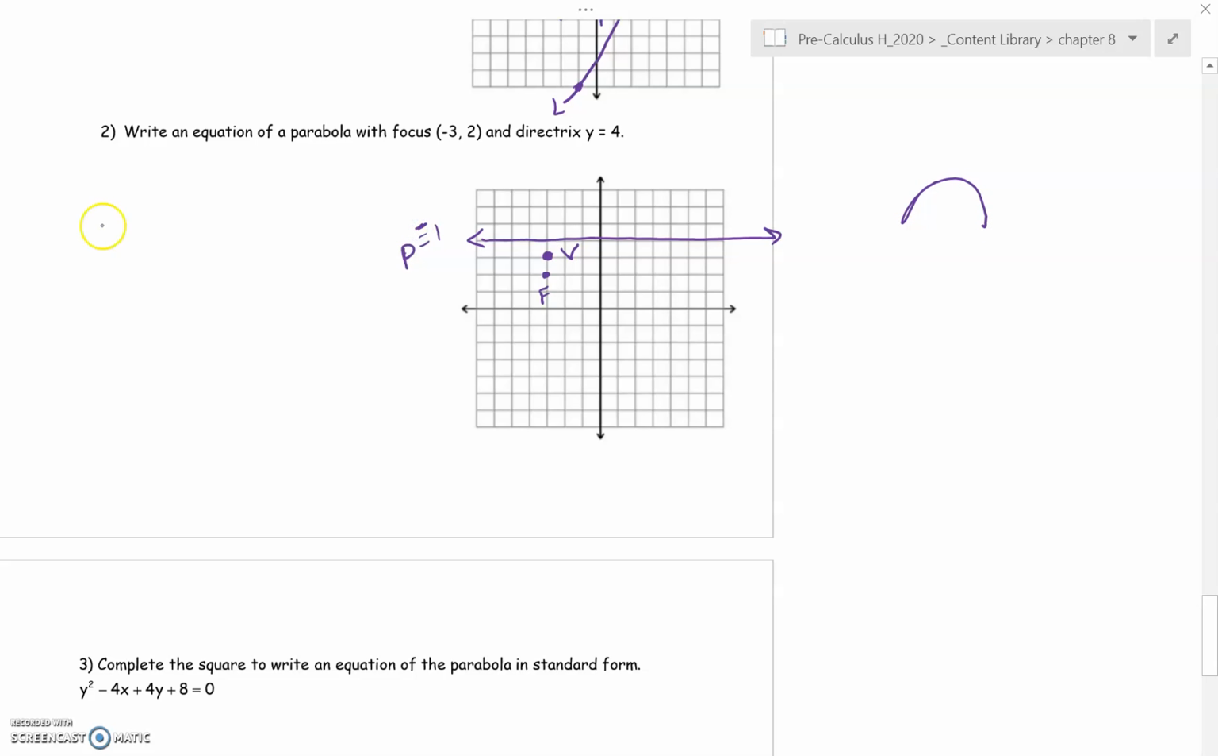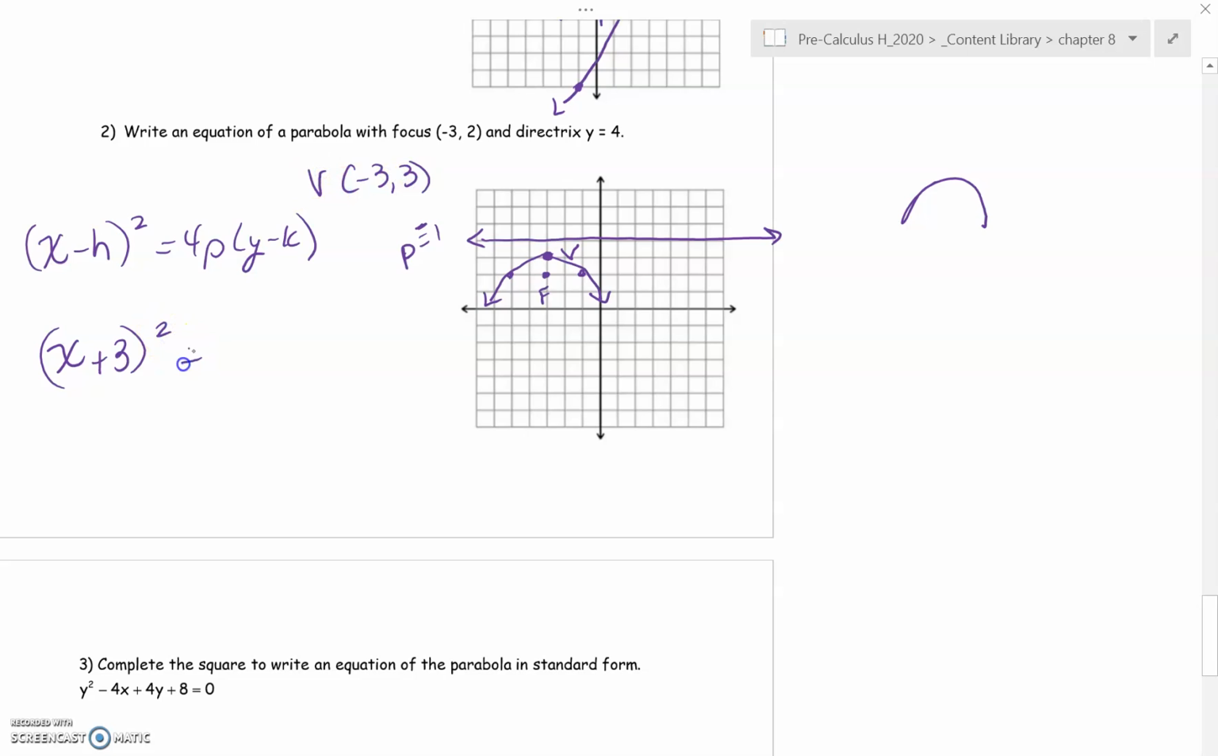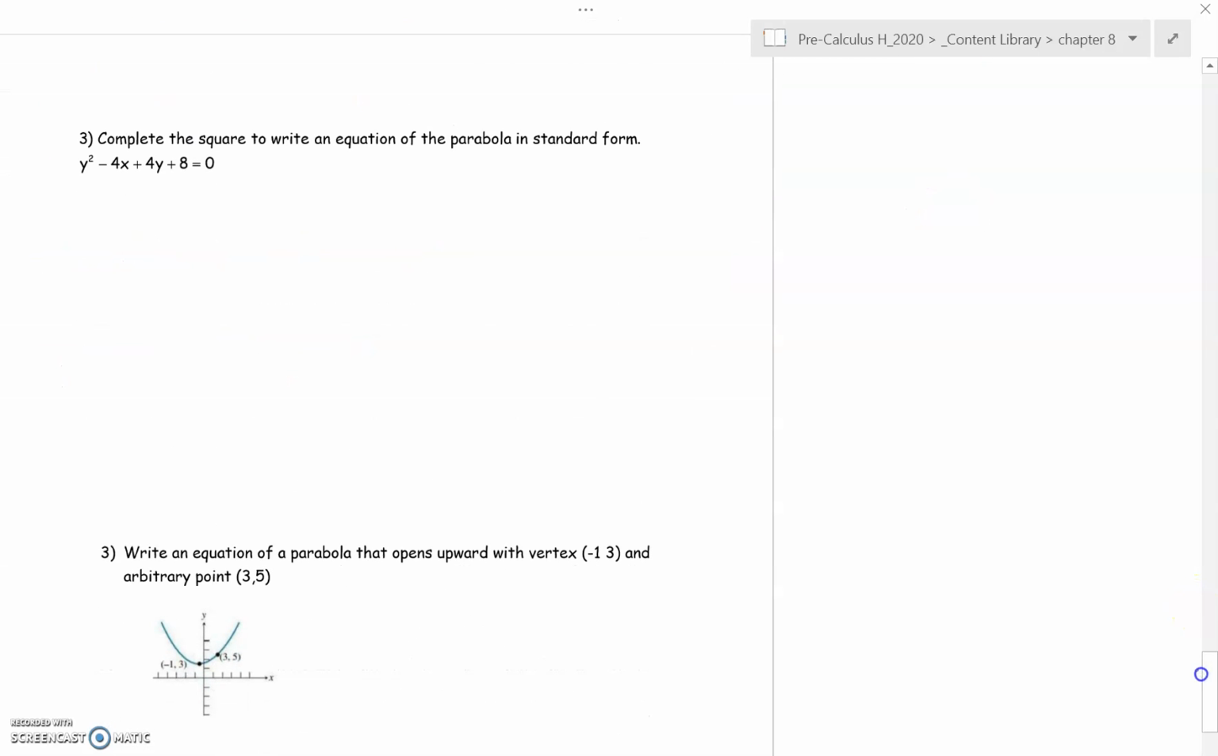So since it opens downward, we know the general equation. If we wanted to, we could get a pretty beautiful graph, because you could go right 2 from the focus for the focal width and left 2, since the p is 1. Or I should say -1. So now we can write x plus 3, because we know that the vertex is at -3, 3. And then the 4p must be -4, since the p is -1. Okay, so next we're going to complete the square.